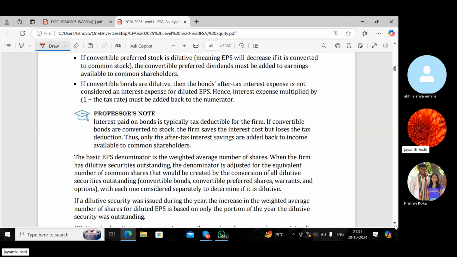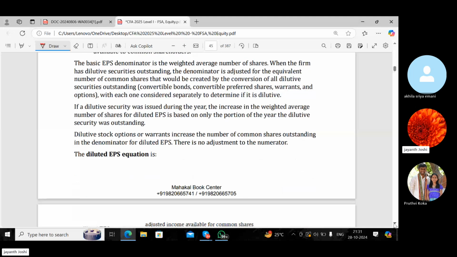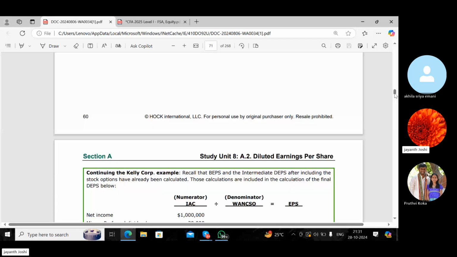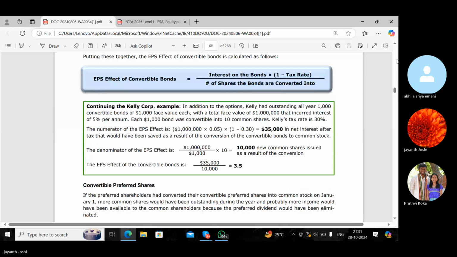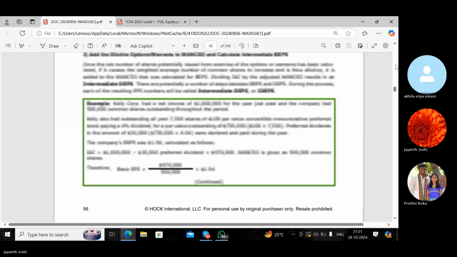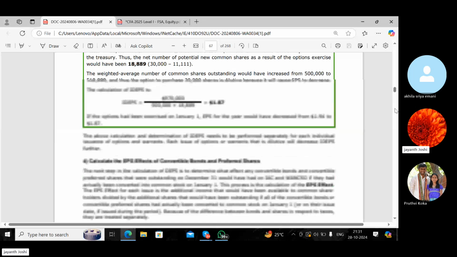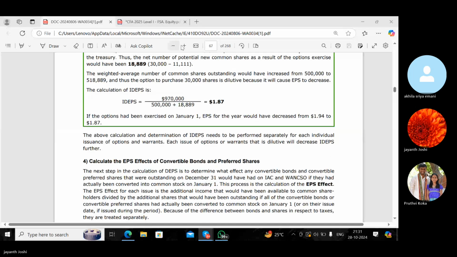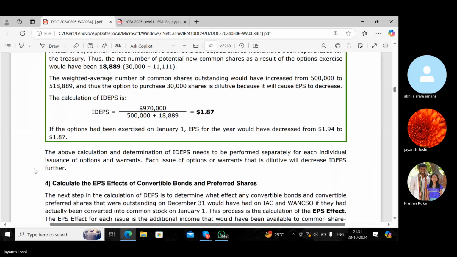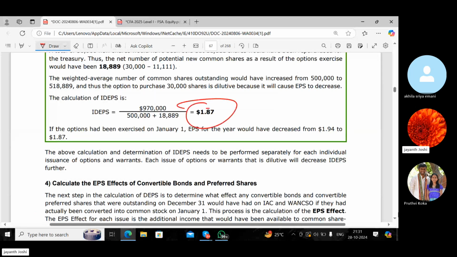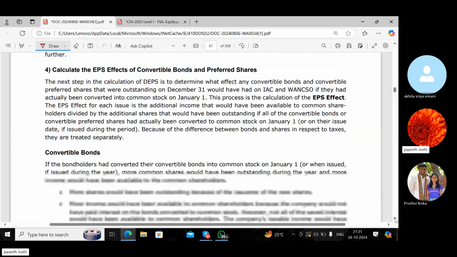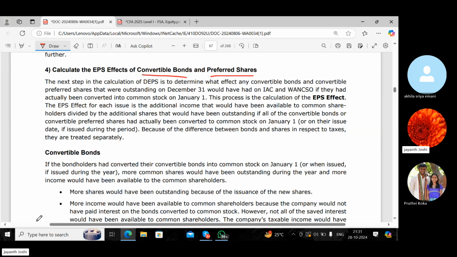Yesterday we started with a question whereby we have seen the dilution of EPS in case of Kelly Corporation. Okay, and now let's move forward. So this was the question whereby we have found out the diluted EPS. Now we are going to see EPS effects of convertible bonds and preferred shares.